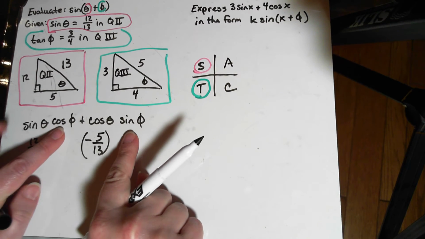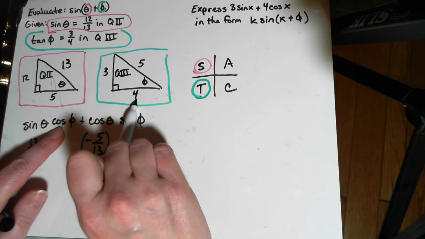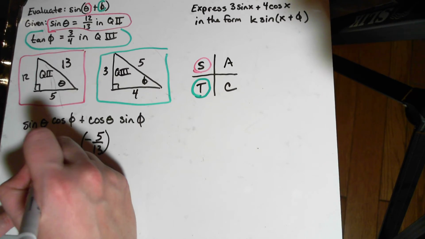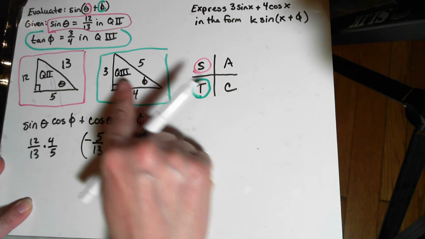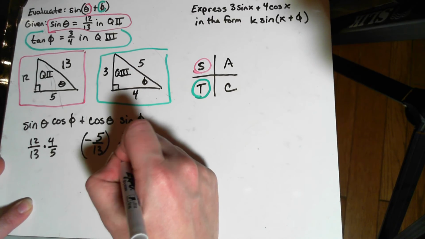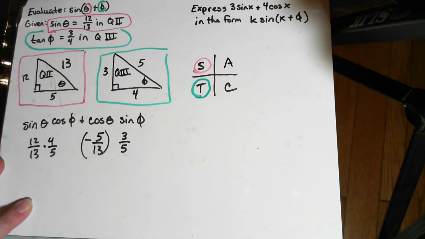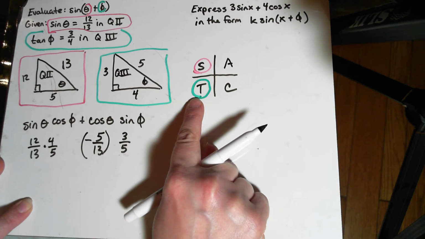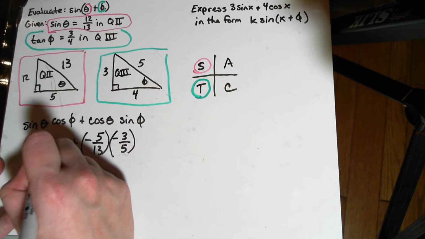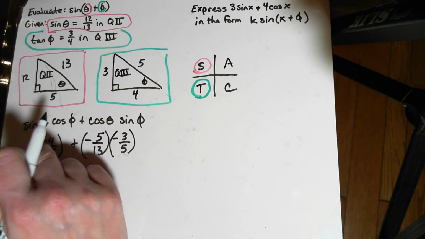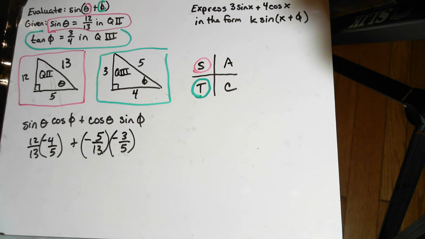Now I'll go to my green triangle. Cosine from this, adjacent over hypotenuse, so that is 4/5. And sine is opposite over hypotenuse, that's 3/5. Now I'm in the green triangle, that's the third quadrant, so these are both negative. Okay. Now I just multiply this out.